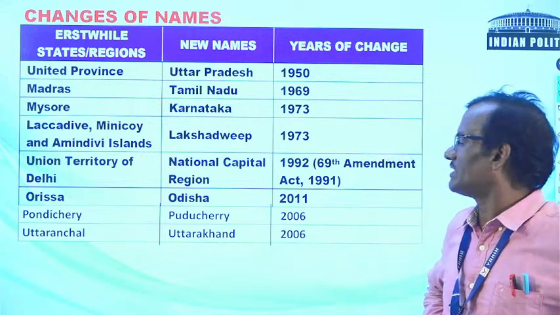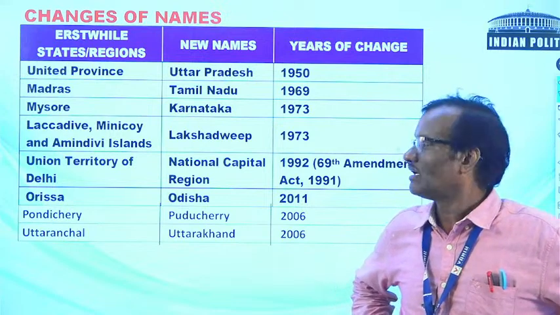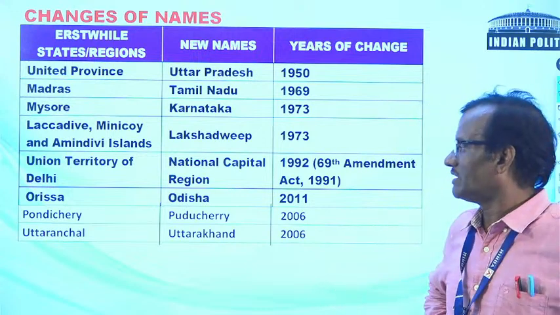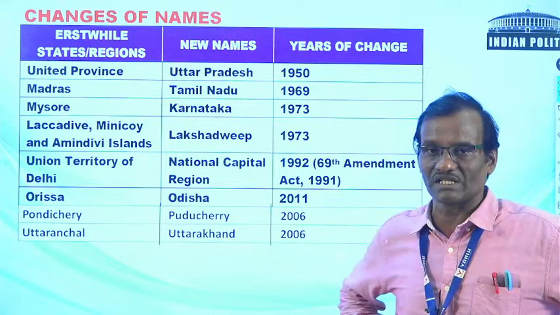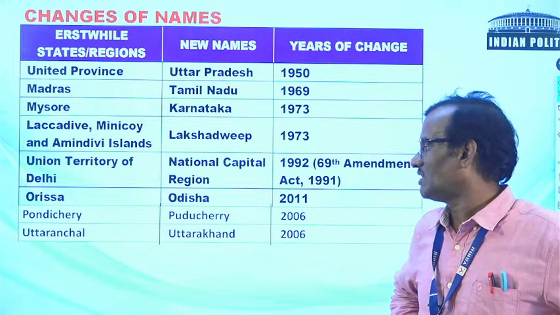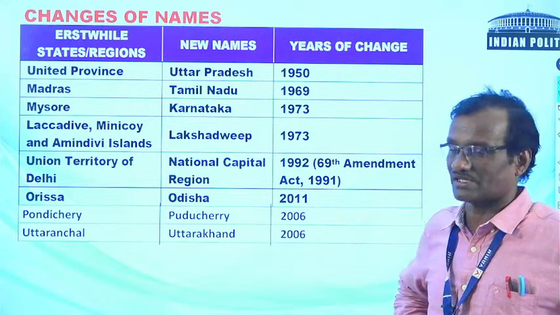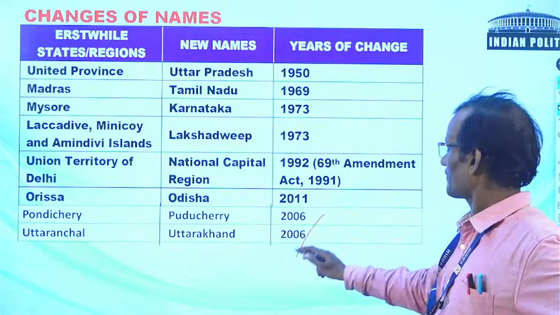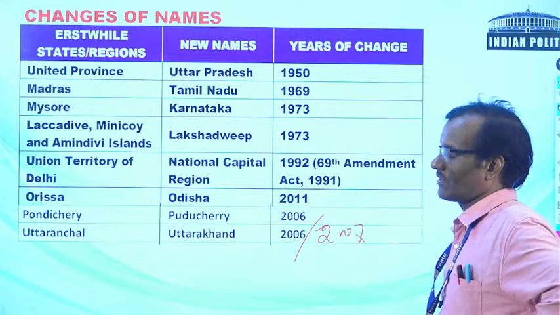Madras became Tamil Nadu in 1969, Mysore became Karnataka in 1973, Laccadive, Minicoy and Amindivi became Lakshadweep in 1973, then the Union Territory of Delhi became the National Capital Territory in 1992 by the 69th Constitutional Amendment Act, Orissa became Odisha in 2011, Puducherry in 2006 and Uttarakhand in 2007. Not 2006 exactly, it came into prominence sometime around then; 2007 we can say better. Okay.